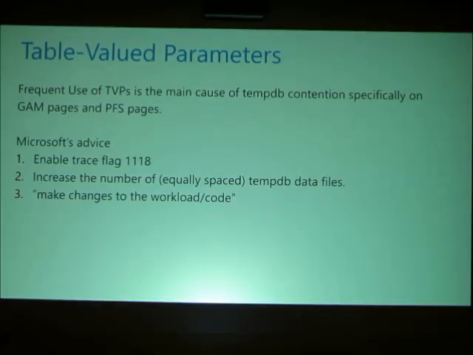So the problem I'm describing here is all about frequency. If I'm doing something, say 5,000 times a second, then I have no capacity to use any table value parameter that is going to have more than like a dozen rows. Right? These have to be short and sweet.